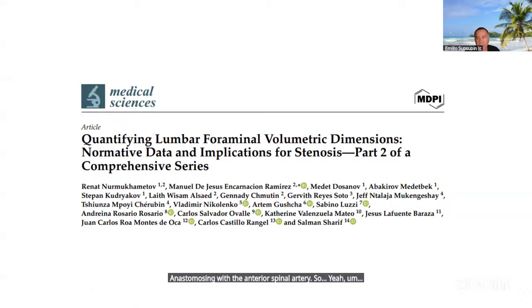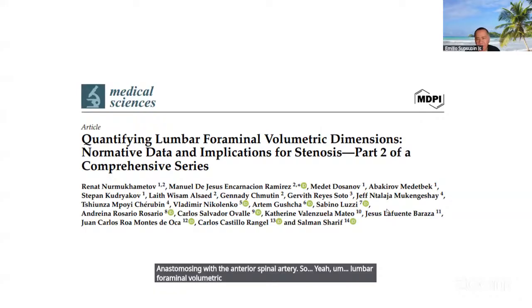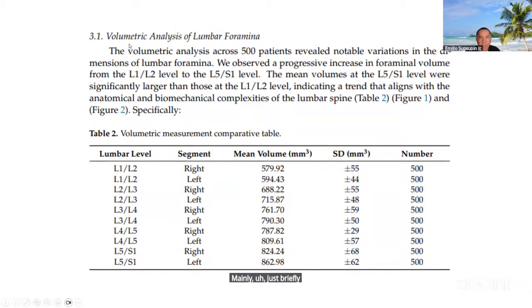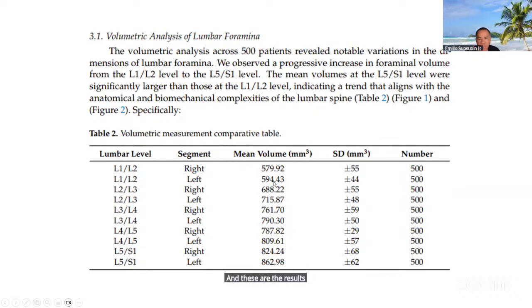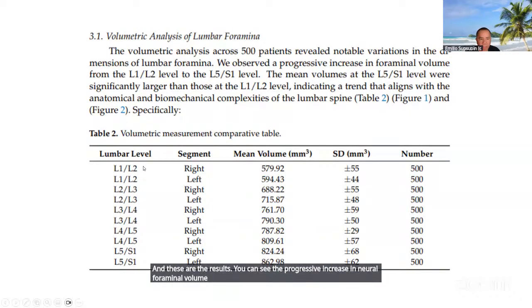Now, lumbar foraminal volumetric dimensions. I can cite a few articles. We probably don't have a lot of time. I can send you these articles, but mainly, just briefly, they look at the volumetric analysis of lumbar foramina on MRI of 500 patients. And these are the results. You can see the progressive increase in neural foraminal volume as you go from L1 through L5-S1.